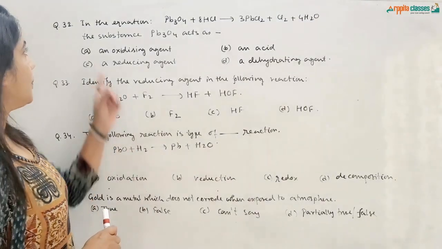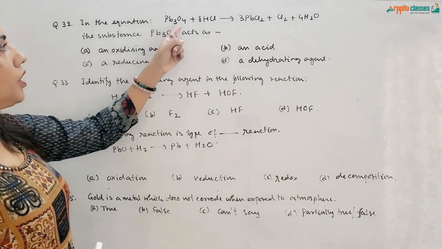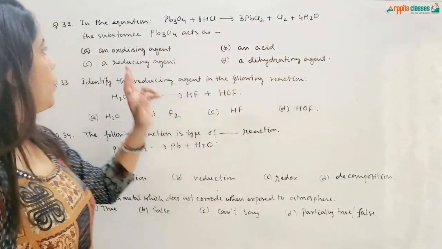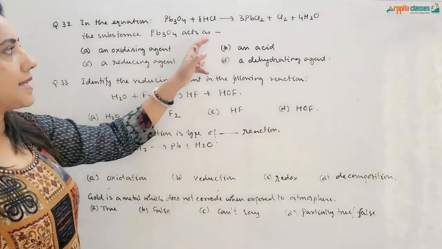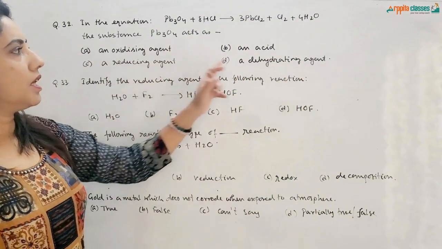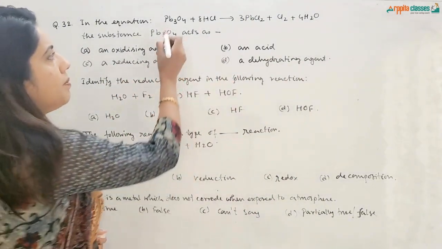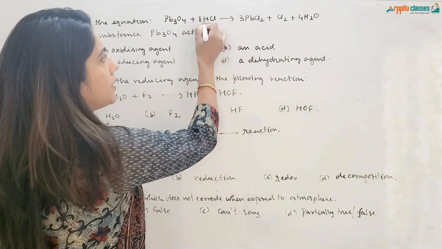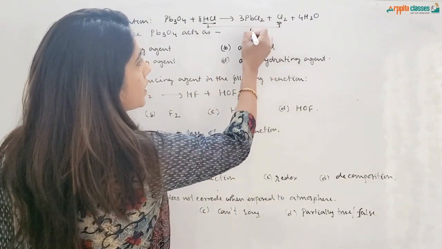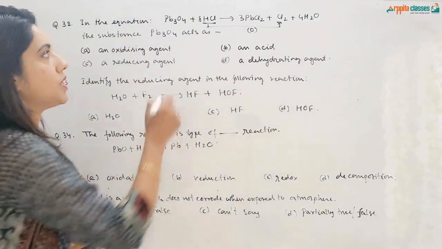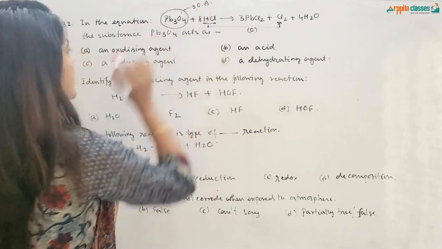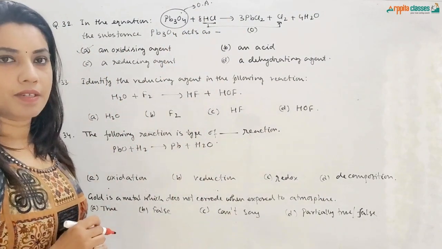The next MCQ: in the equation Pb3O4 plus 8HCl gives 3PbCl2 plus Cl2 plus 4H2O, the substance Pb3O4 acts as an oxidizing agent, an acid, a reducing agent, a dehydrating agent. So we can see Pb3O4 here oxidizing HCl into Cl2. HCl to Cl2, this is oxidation process. And in this process, Pb3O4 is helping. So Pb3O4 should be an oxidizing agent. So option A is the right answer.